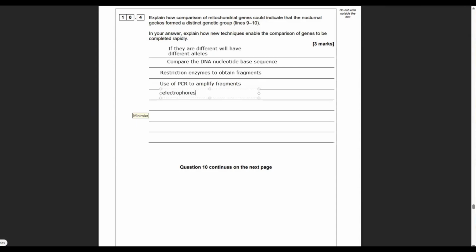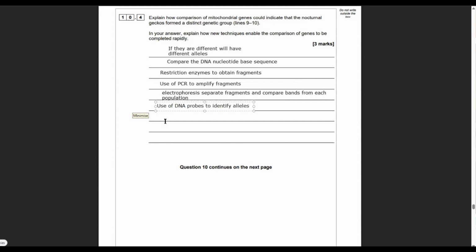How are we going to do that? Well, we can use restriction enzymes to obtain fragments. Then we can use PCR to amplify those fragments. We can run them through the gel, electrophoresis, right? Separate the fragments. We could compare the position of their bands. Remember, the lighter bands move further. And the thickness of the bands gives us the intensity of those fragments.